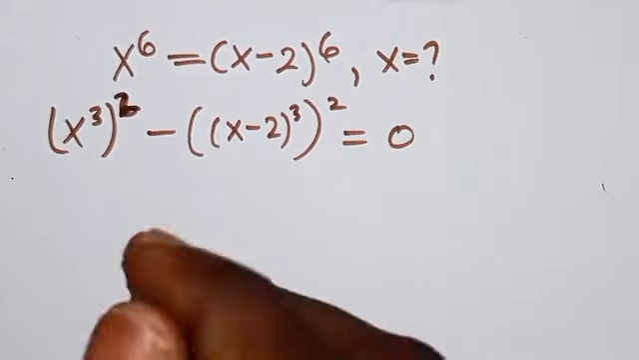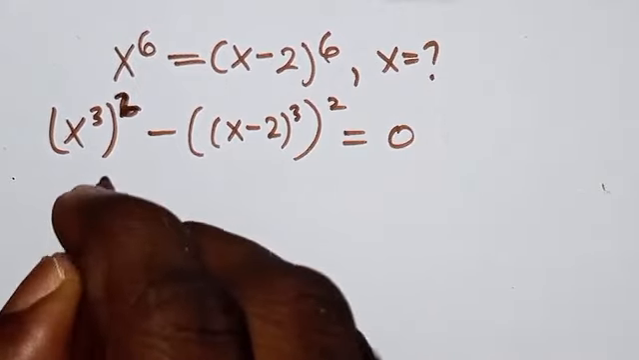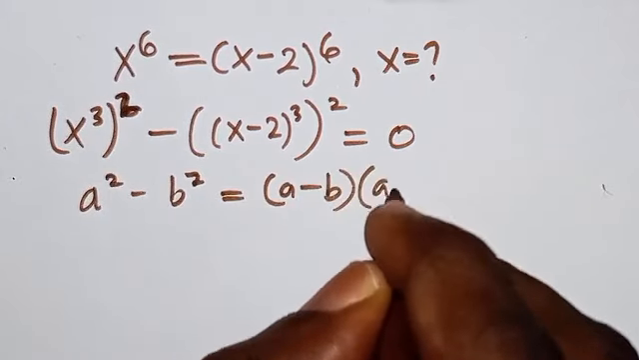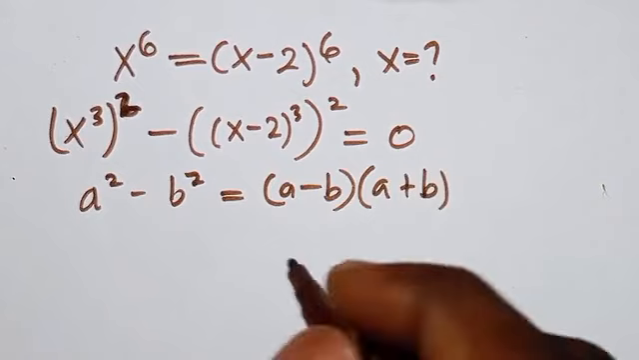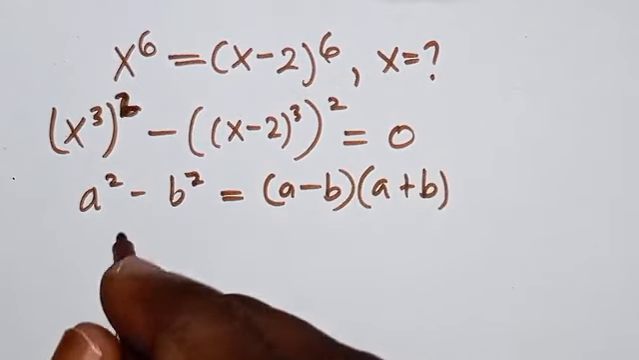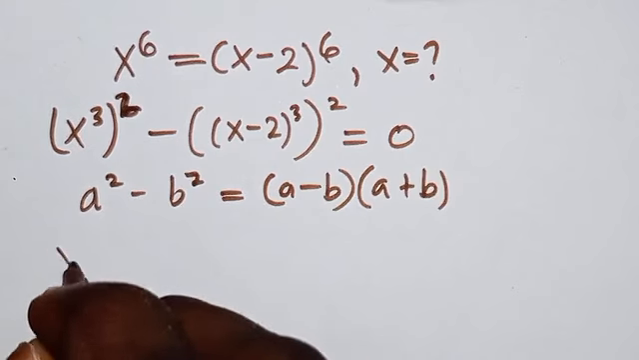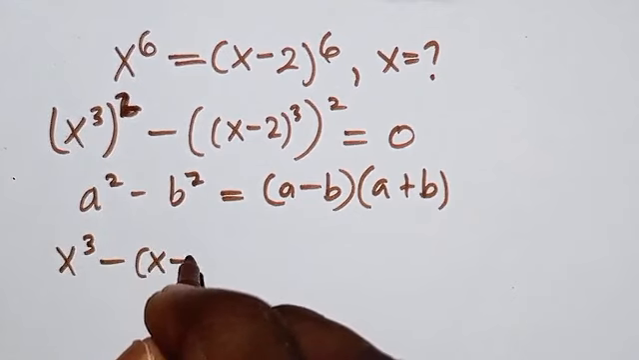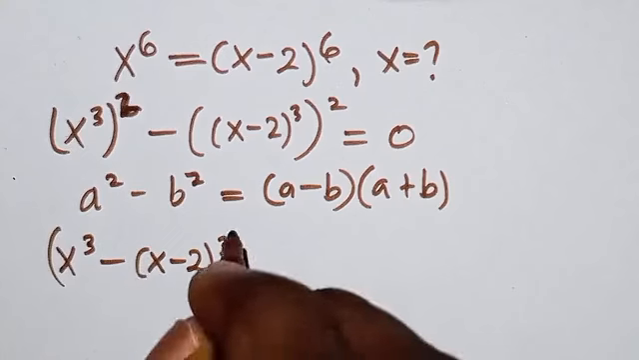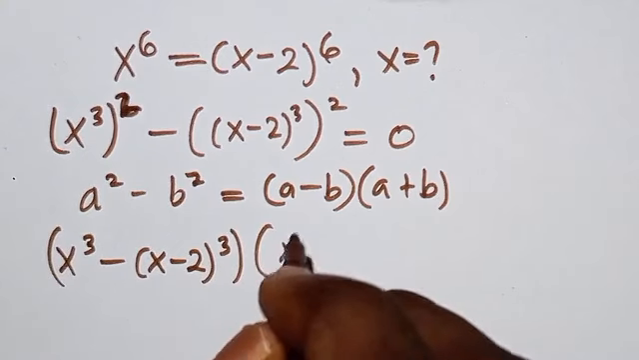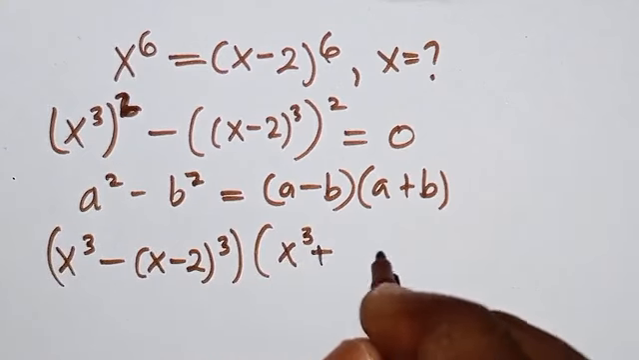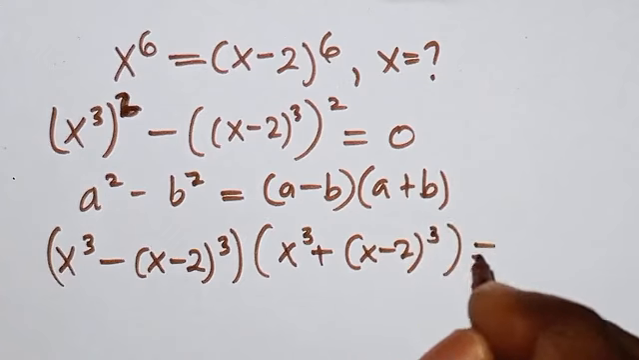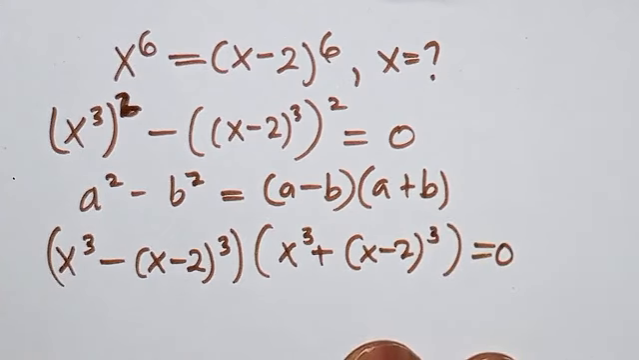Now, from difference of two squares, when you have a squared minus b squared, this will give us a minus b, then a plus b. So we are going to apply that here. We're going to have x to the power of 3 minus x minus 2 all to the power of 3, then x to the power of 3 plus x minus 2 to the power of 3, all equals 0. That's what you're going to have.